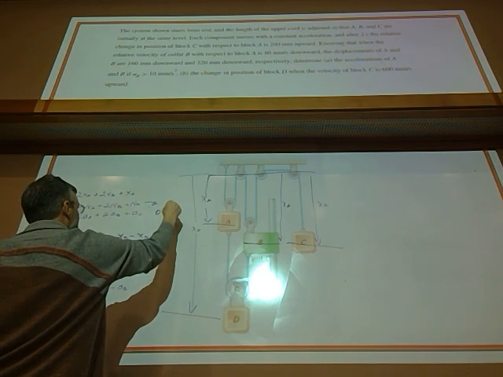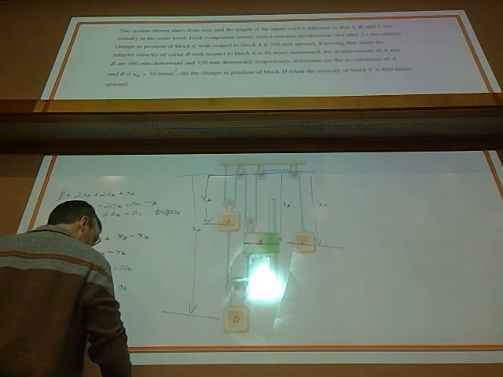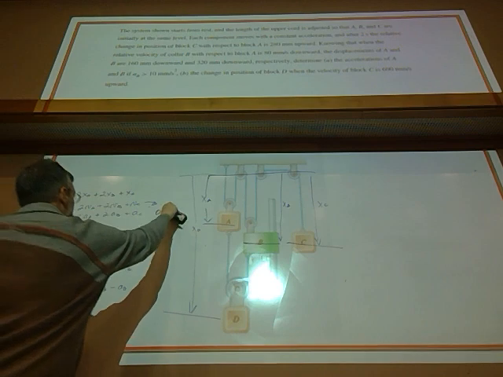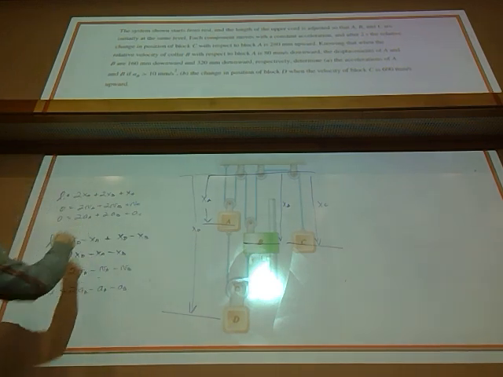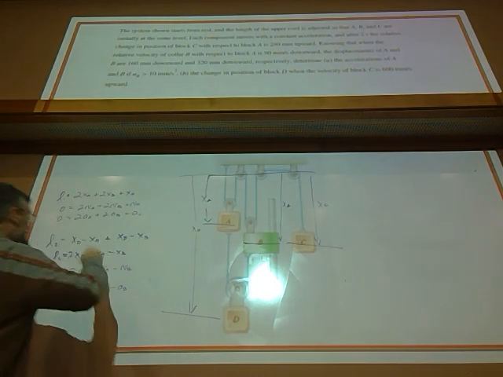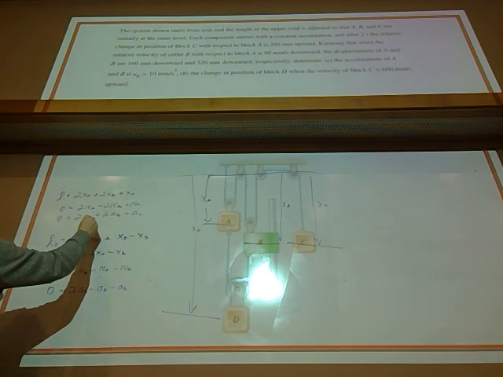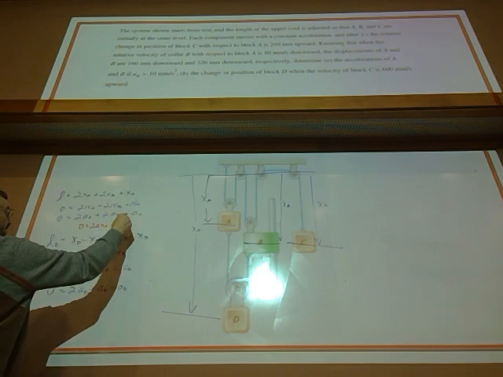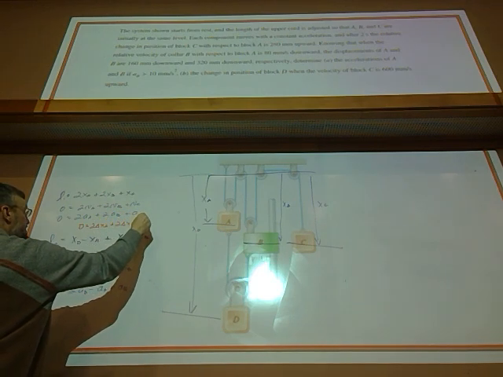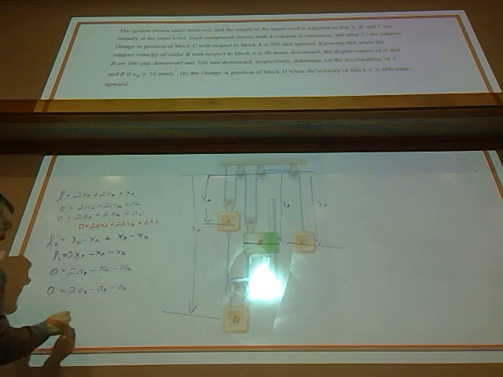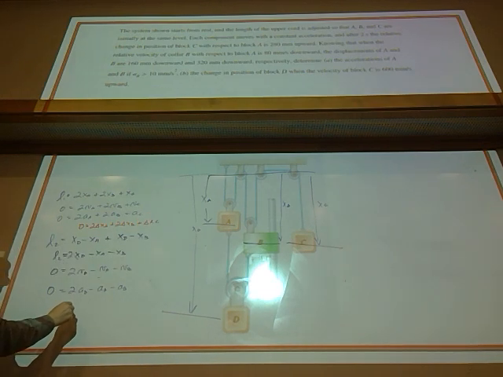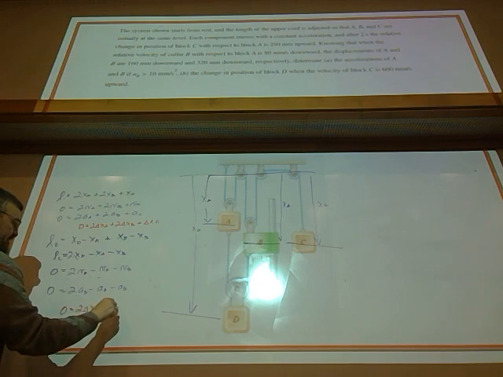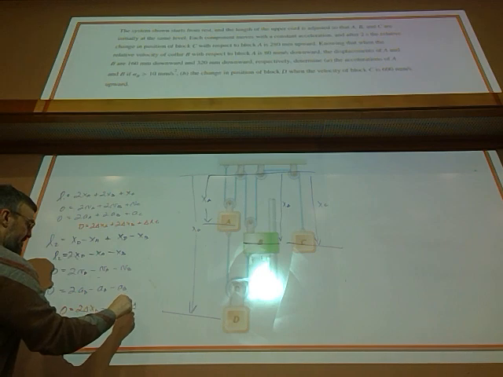2 times delta XA. Not enough room. Making a mess. I'll put it down below this. I'll write it over there. 0 equals 2 delta XA plus 2 times delta XB plus delta XC. And the same thing down here is 2 times delta XD minus delta XA minus delta XB.